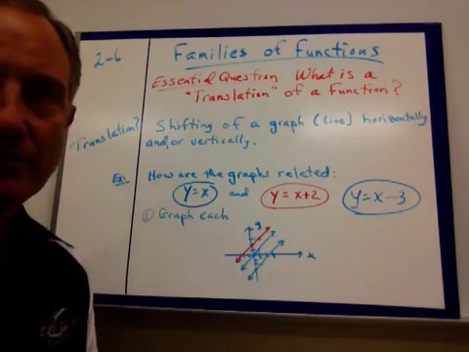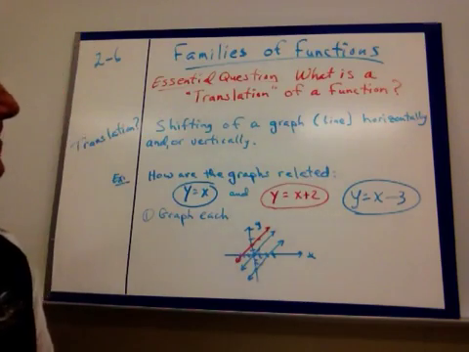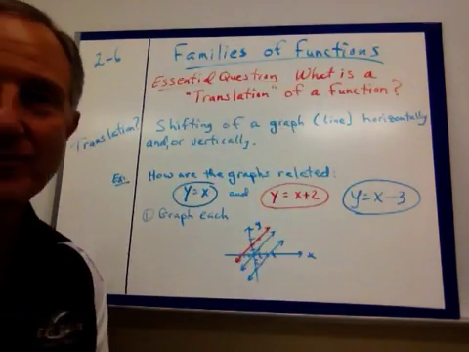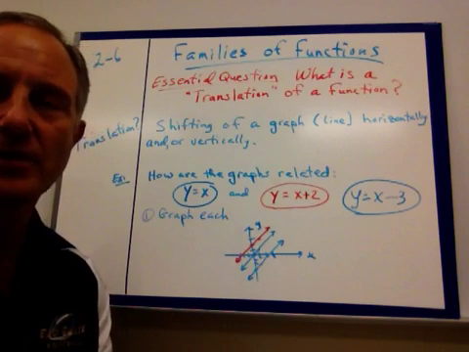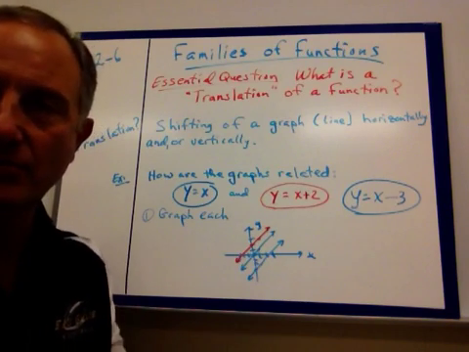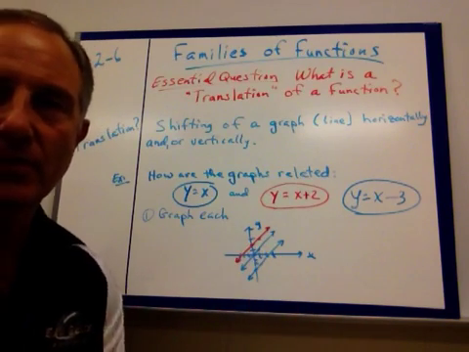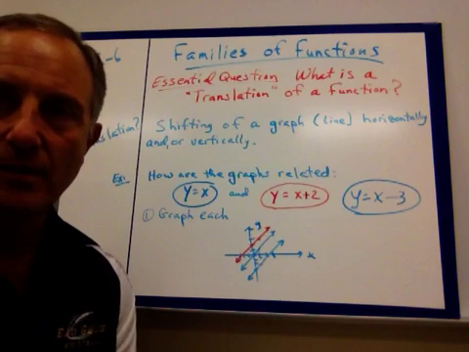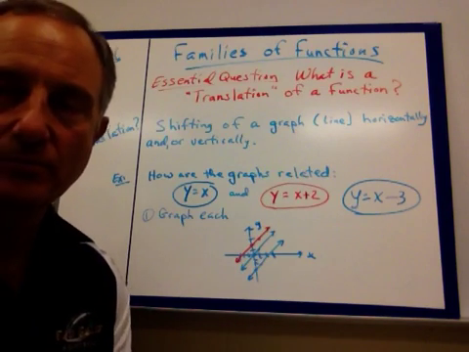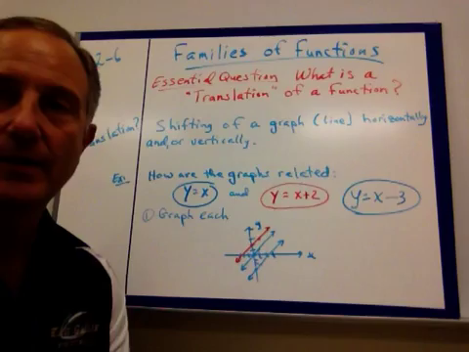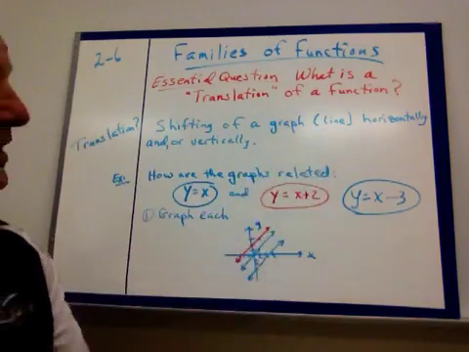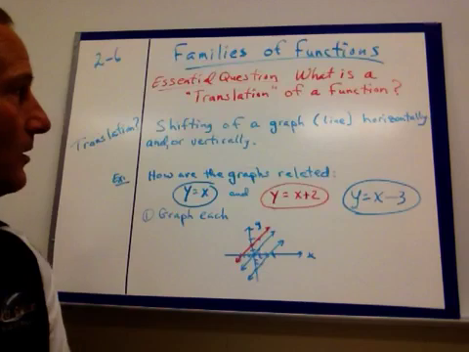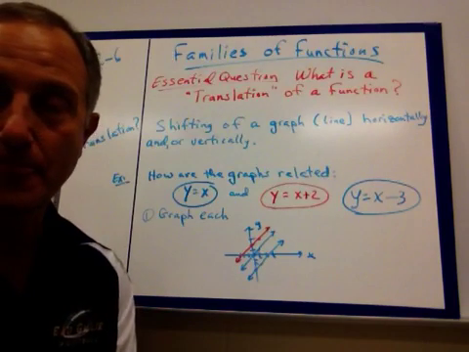This is 2.6, Families of Functions. Our essential question: what is a translation of a function? We're just going to touch on a couple of things here and get into it a lot more when we get into absolute value, and then you'll see this continually as we talk about quadratics and cubes and different things that we graph. A translation basically is a shifting of the graph or the line horizontally or vertically.